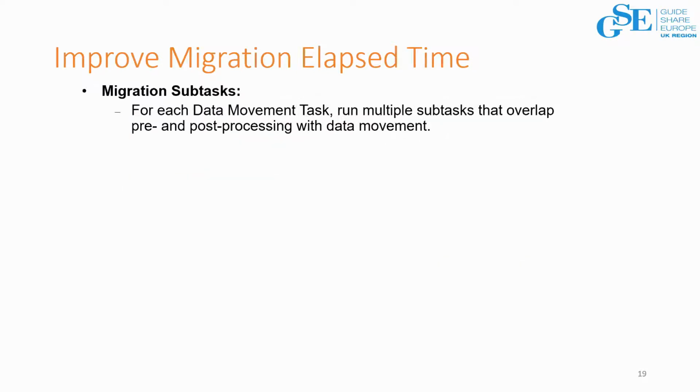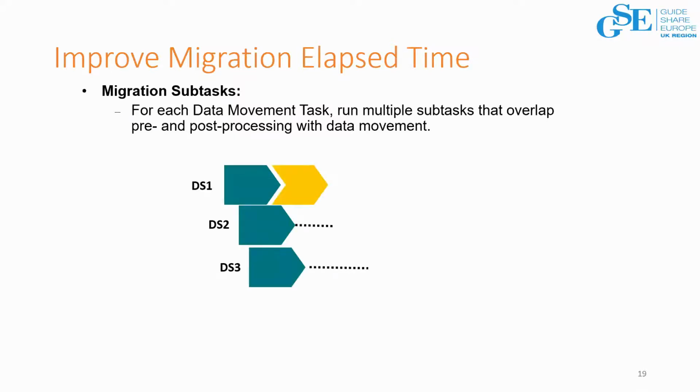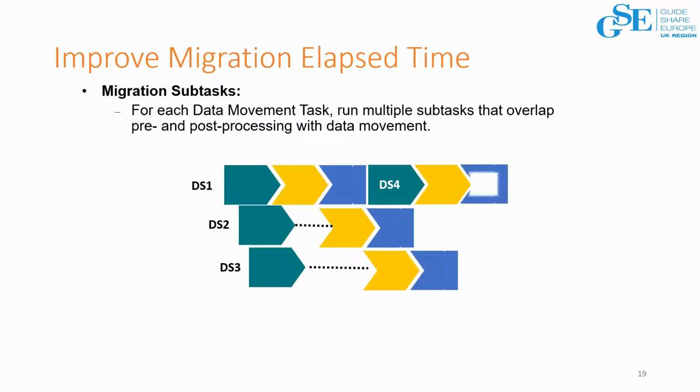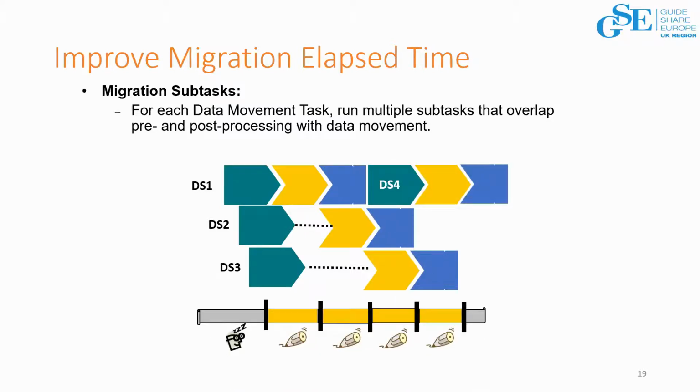So this elapsed time can be significantly improved by enabling migration subtasking. And with this feature, multiple data sets are processed concurrently, and the pre and post processing overlaps with the data movement, as you're seeing here on this picture. So then you can see down here at the bottom, with migration subtasking enabled, the majority of the overall processing time is primarily that data movement, instead of what we saw on the last slide with all of that overhead of pre and post processing.